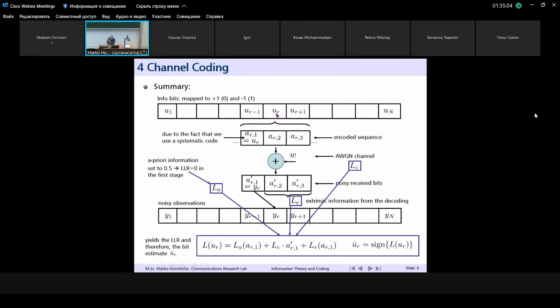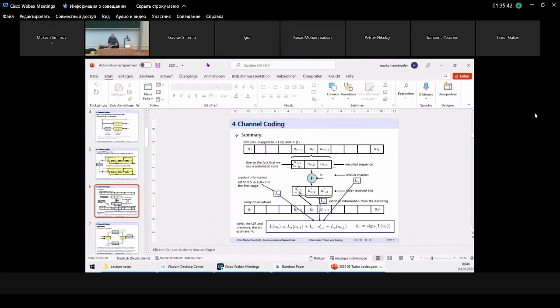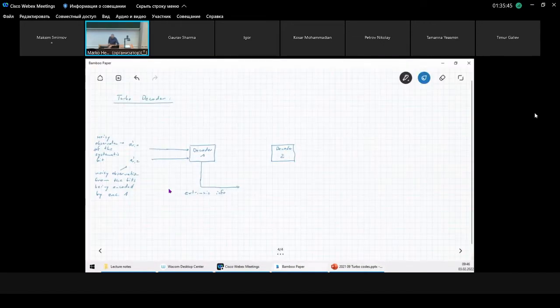So for bit U_R, we receive three values. The noisy received bits, where the first one is just the noisy received systematic bit. Later in the lecture slides on the derivation, I will call this Y_R, just a noisy bit. So no encoding included here, U_R goes directly in here, is received here and mapped again in this vector of values Y. Let's look again at the encoder. See here the same thing.